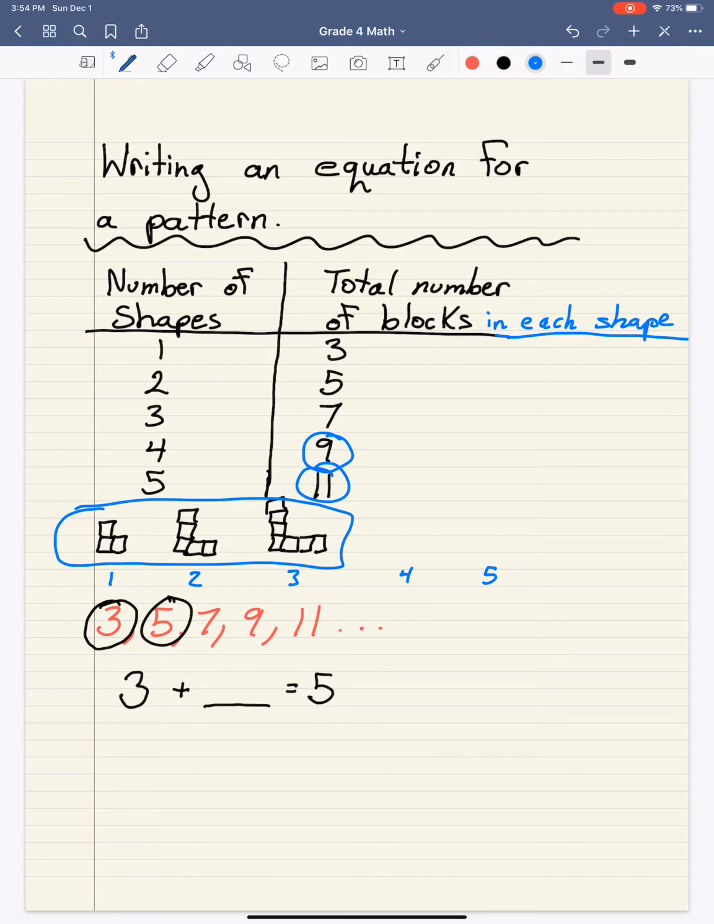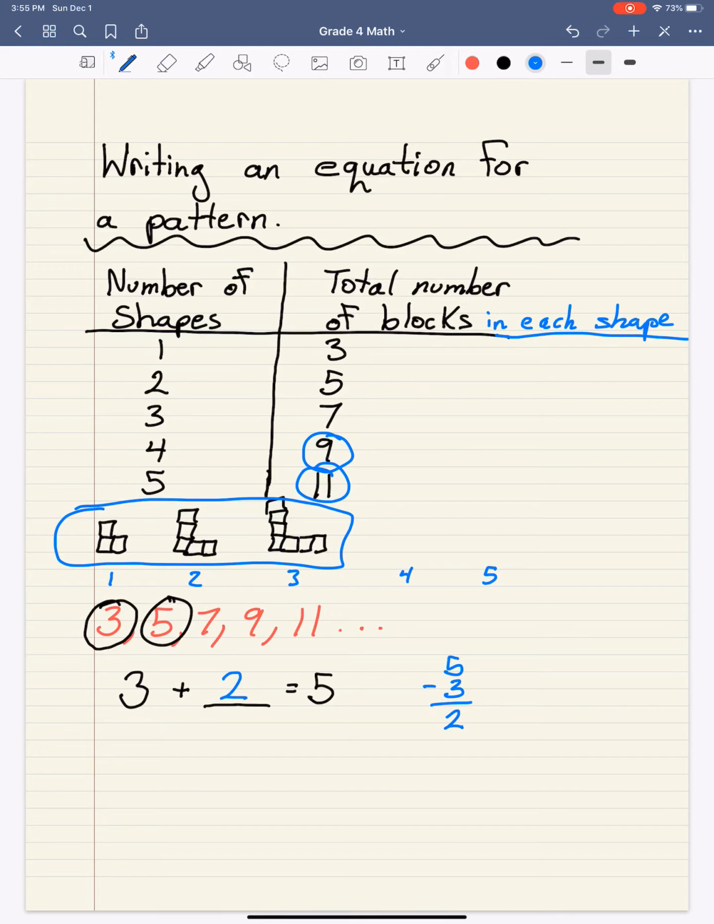You can either count on: 4, 5, that makes 2. Or if you want to, you could subtract the larger number minus the lower number. 5 minus 2 is 3. Oh, I'm sorry, I did that incorrectly. It is 5 minus 3 is 2. So our missing number in this equation is 2.